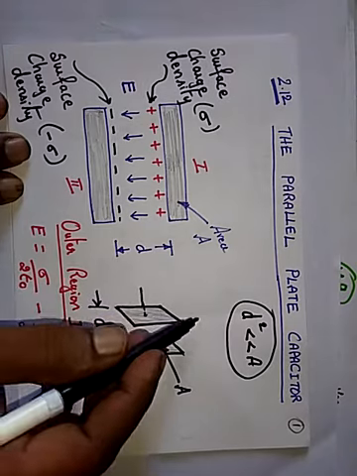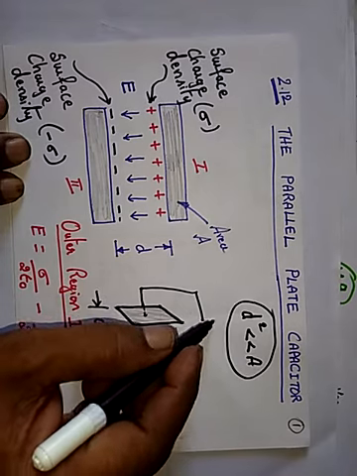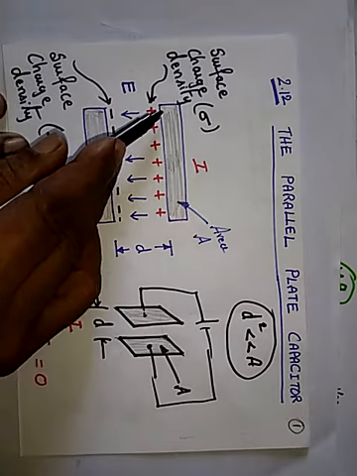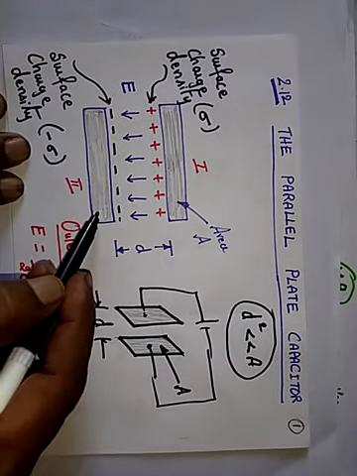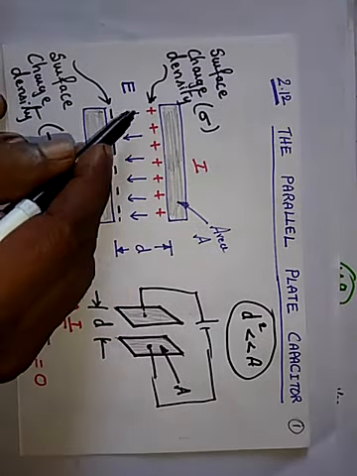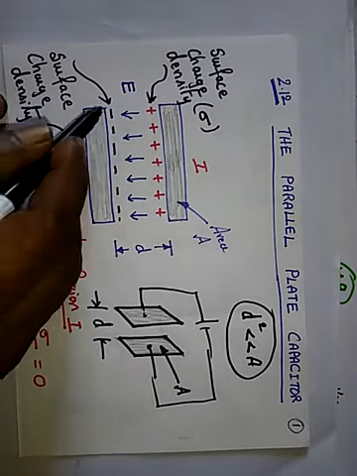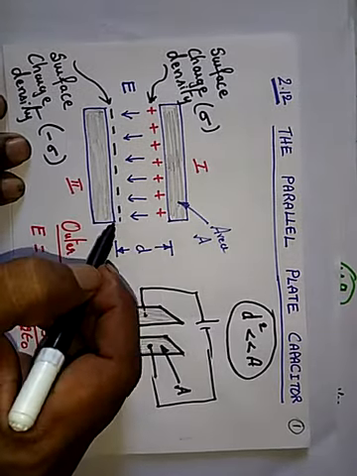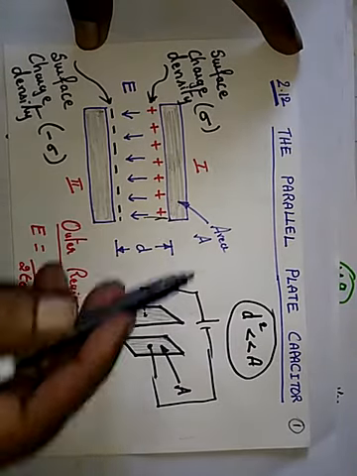Now this is connected with a potential source, say a voltage, positive and negative. So you have the first plate positive and the second plate negative. The surface charge density at the positive plate is sigma. The surface charge density at the negative plate is minus sigma. The distance between the two plates is d and the area of the plates is A.